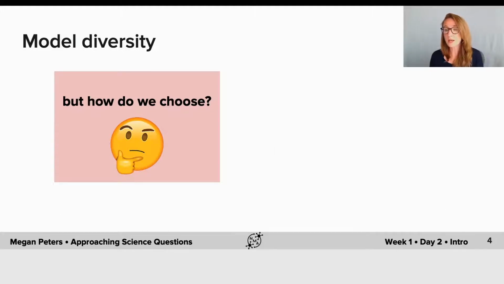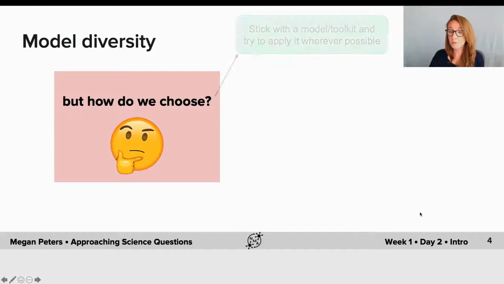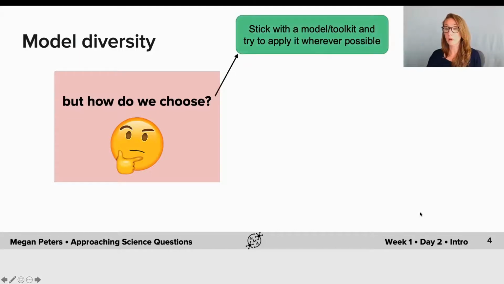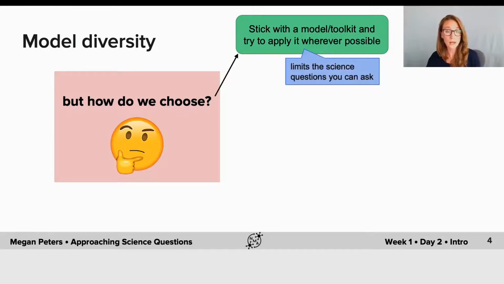I'm going to start today by going through some options here that are obviously wrong, but please bear with me. The first option is I could pick a type of model or toolkit and try to apply it wherever possible. Of course, this means I get really good at this particular type of modeling, but it also seriously limits the types of questions that I could ask.